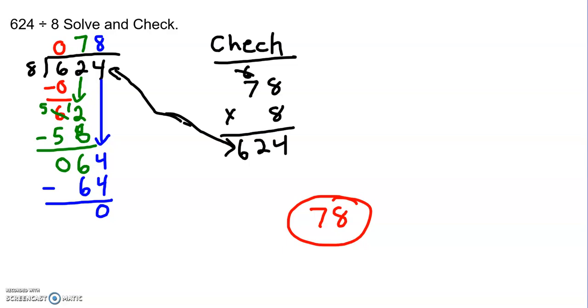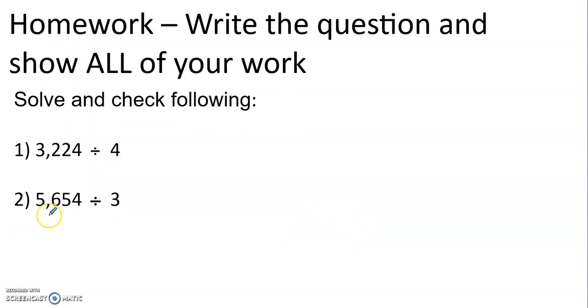Now that we have this down, I want you to try this on your own. Here are two problems. You have 3,224 divided by 4 and 5,654 divided by 3. Make sure you show all of your work and do a check for each one. These are not word problems, so you don't have to put your answer in a sentence, but you may do so if you choose. You also may pause this video and re-go over the examples as many times as you need to.